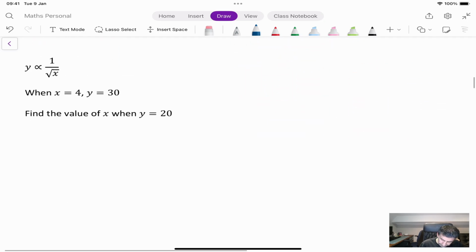Finally, we've got this question over here. And again, we've got inverse proportion over here. So I'm going to write this as the square root of x times y is equal to k. Again, I could have written it as y is equal to k divided by the square root of x.